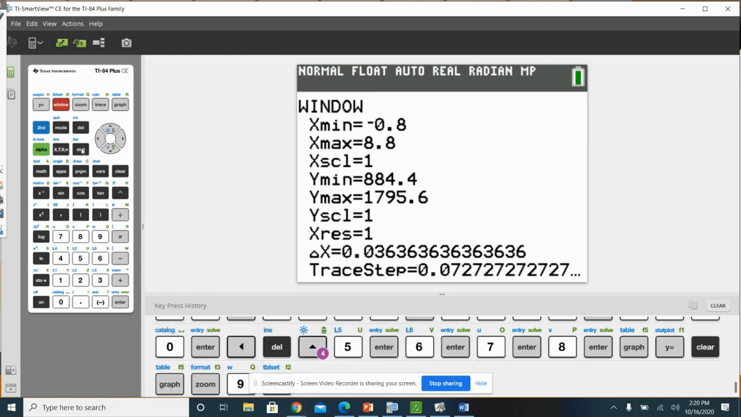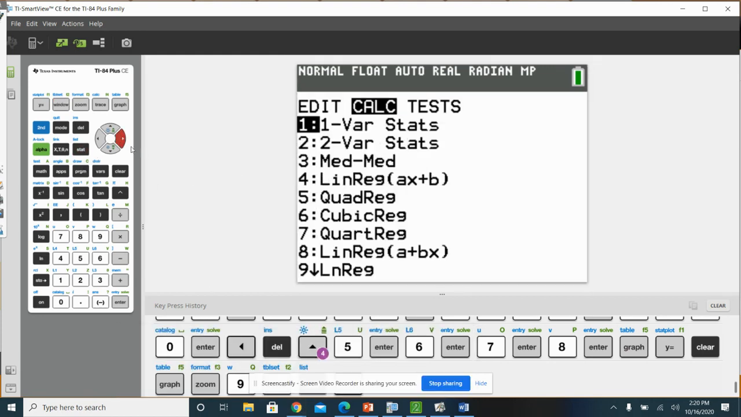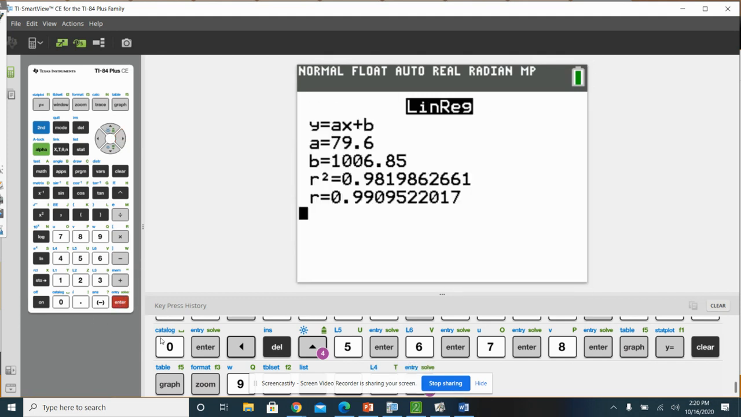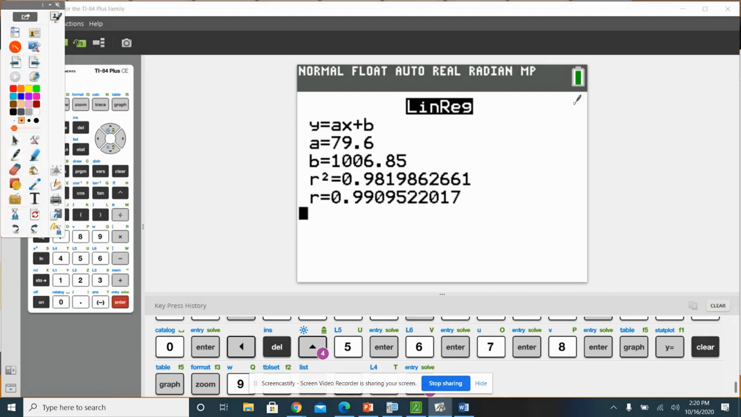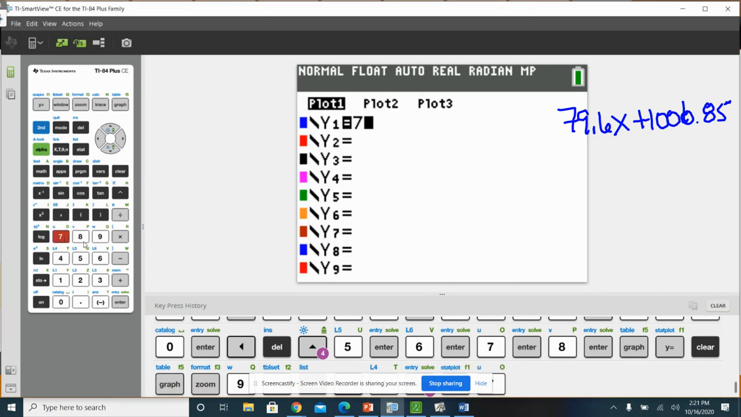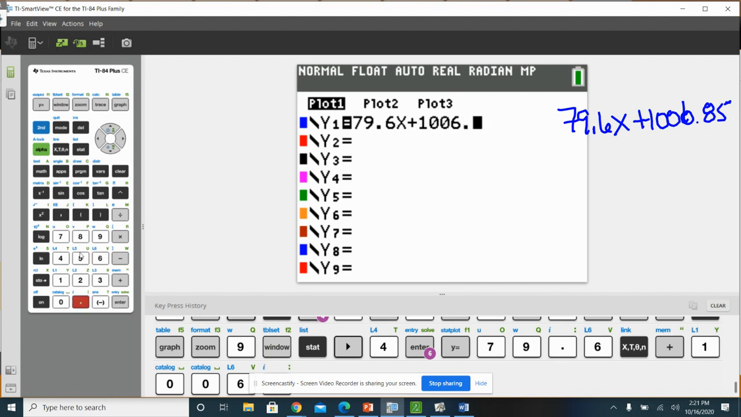So let's find the line. Hit stat, calculate. Linear regression is number 4. Enter all the way down, and there it is. 79.6x plus 1006.85. Let's see what we have here. Let's type that in. Y equals 79.6x plus 1006.85. Let's hit graph and see what you think.